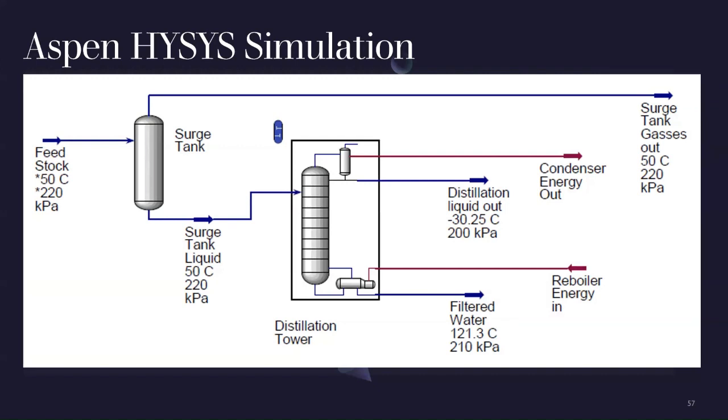Our feedstock consists of about 8 different compounds, which enters our surge tank, which separates about 4 of the 8 compounds. The 4 compounds leave the surge tank in a gaseous phase, and the remaining 4 enter the distillation tower in liquid phase.